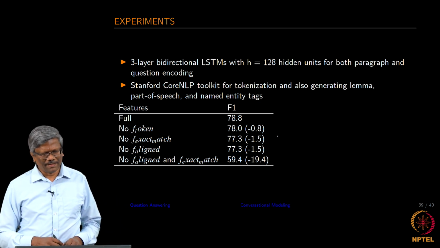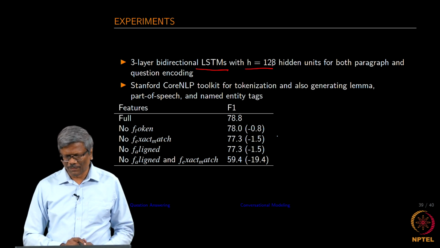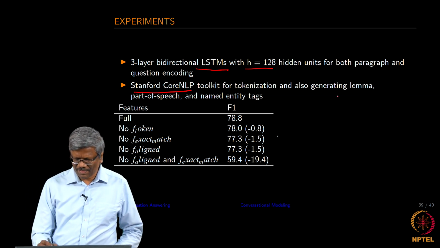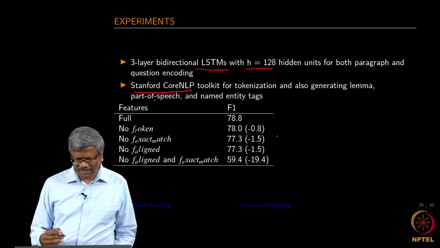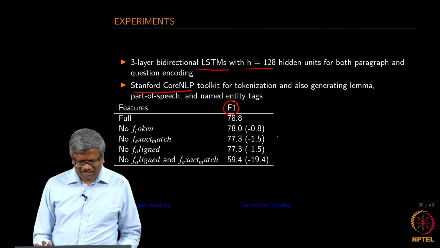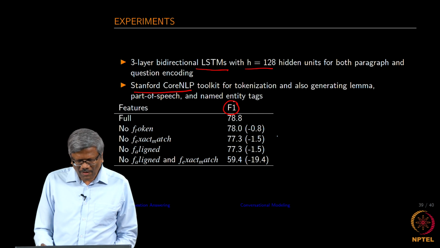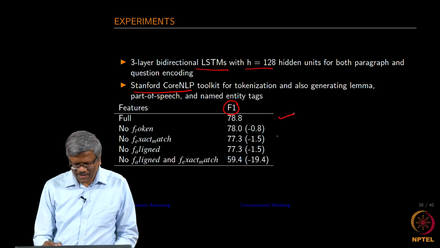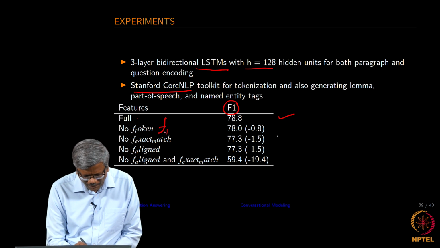Okay. So, in the experiment, what they have done is they have used a 3-layer bidirectional LSTM with 128 hidden units for both paragraph and question encoding. They used the Stanford CoreNLP toolkit for tokenization, generating lemma, part of speech, and so on. And then at the end, they also try to find out an F1 score, which is used as the benchmark to find out how good the model is. With all the features that I have mentioned earlier, the F1 score is about 78.8, and then this should be F token.